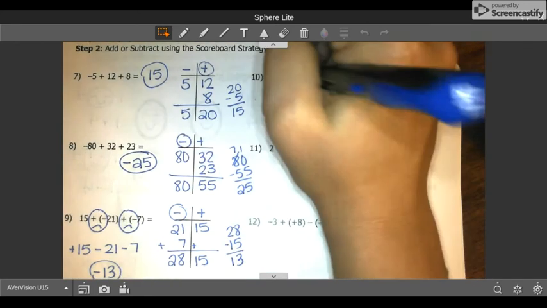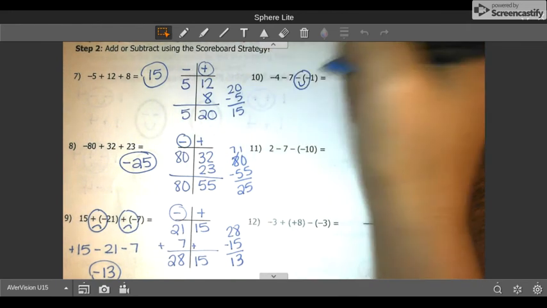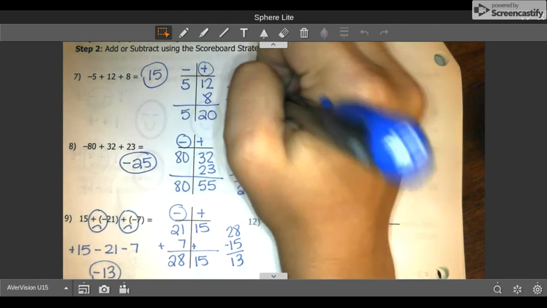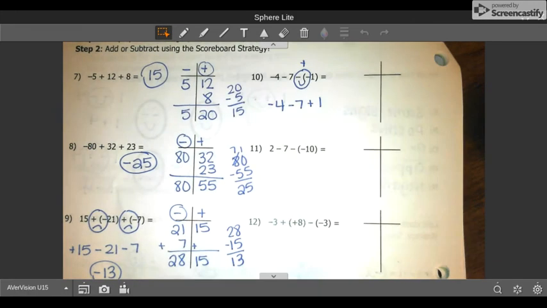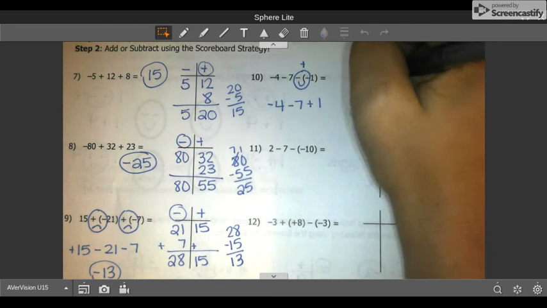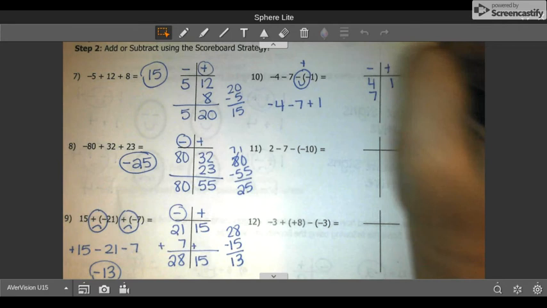Here I need to combine these double signs as well. A negative and a negative is a positive because same sign's positive. So when I rewrite this, it's going to be negative 4 minus 7 plus 1. I'm taking the 4 away, I'm taking the 7 away, and I'm adding the 1.